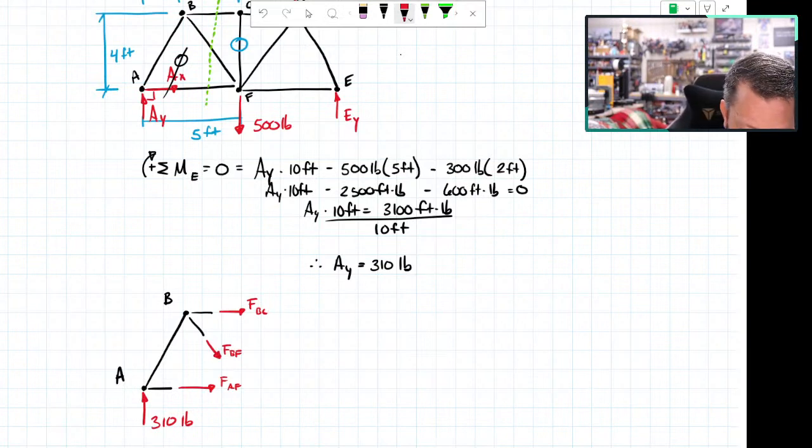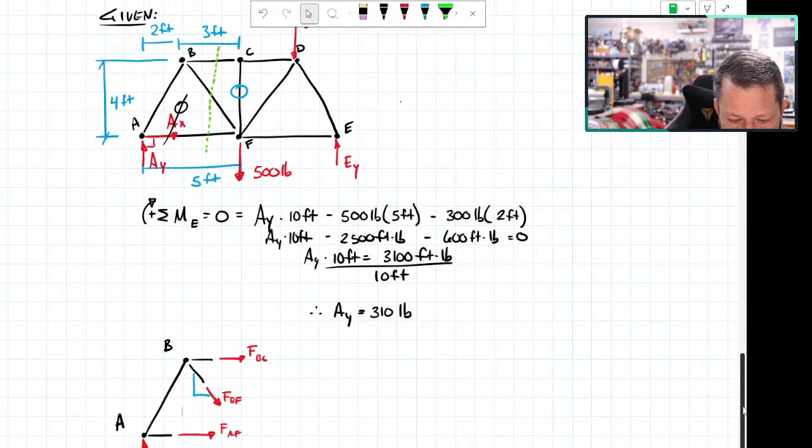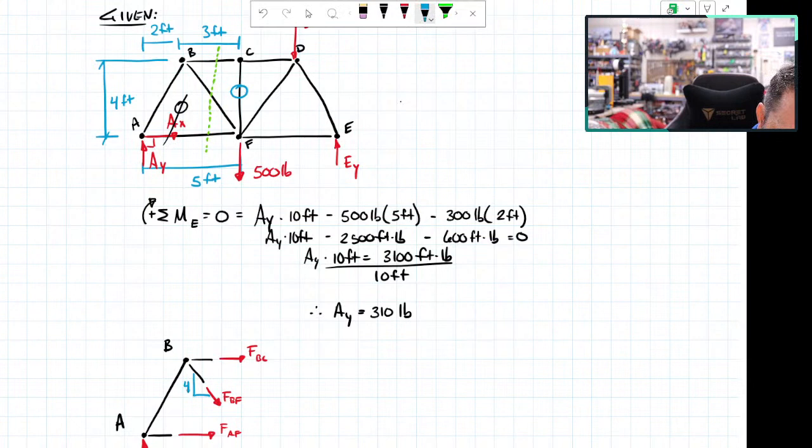Let's see if we have any dimensions we can put on here. We do have a little bit. BF is at some angle. I am going to draw it this way. So I'm basically going to say that BF, the member, it's kind of off the top of the screen. I want to see if I can get it to come down a little bit. There we go. It has a rise of 4 and a run of 3.